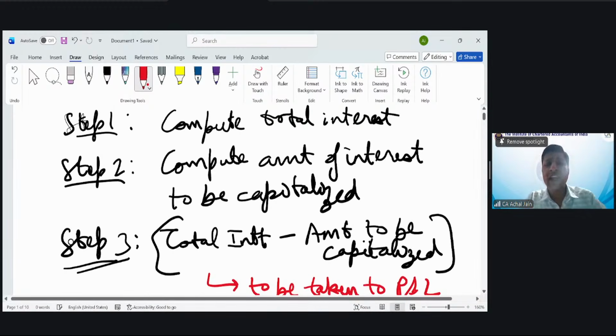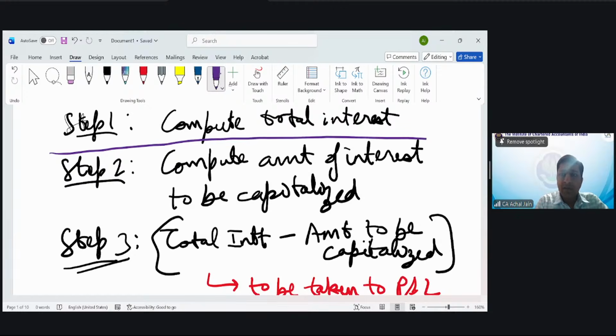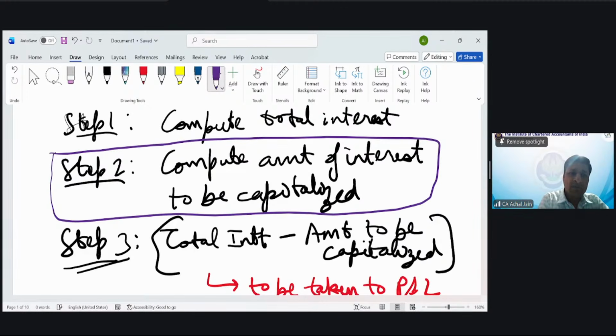In fact, if you look at this entire exercise, the only part wherein some sort of effort will be required will be step number 2. Step number 1 is very simple. Total interest. Do you think it's complex to be calculated? No. Step number 3 is what? Total interest less amount as per step 2. So if you are able to compute the amount to be capitalized, step 1 and 3 are going to be very simple. Okay. So any questions if you have?